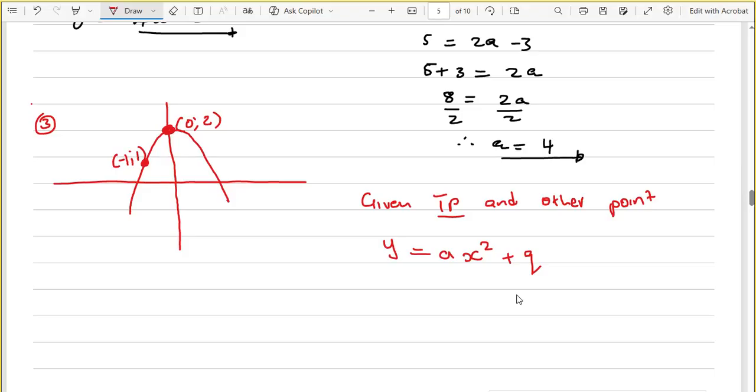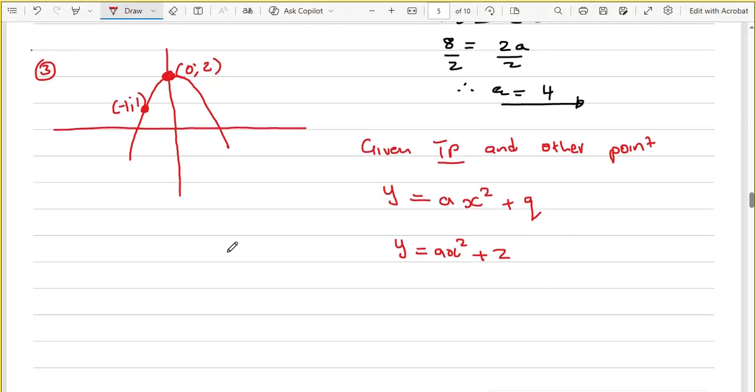q is the y value of the turning point. So this will be y is equals to ax squared, then we add 2. You understand, right? What is the next step? What should we do next? Then we're going to substitute y and x with the second coordinate, which is -1 and 1. We're going to sub in -1 and 1.